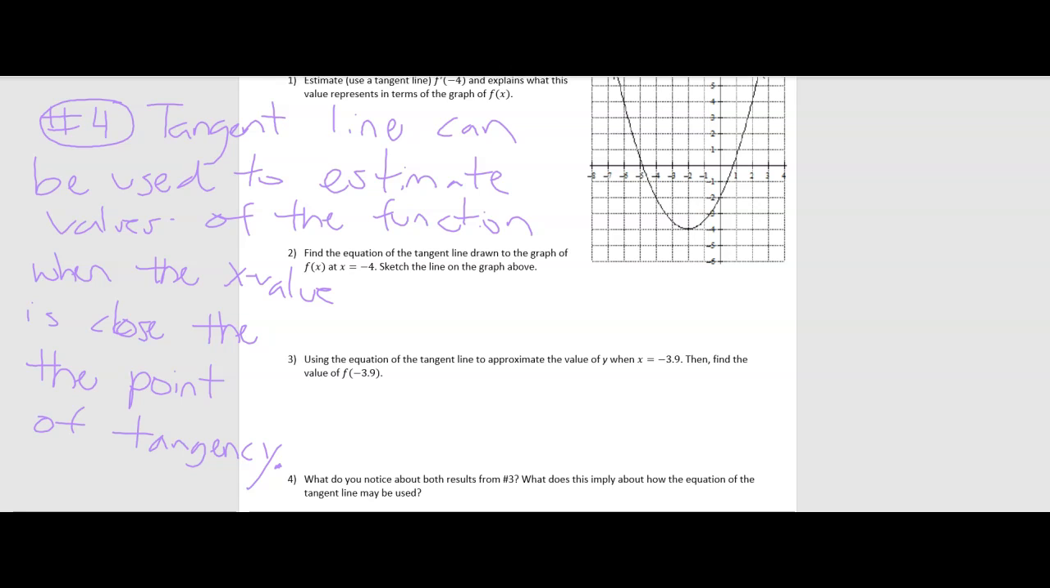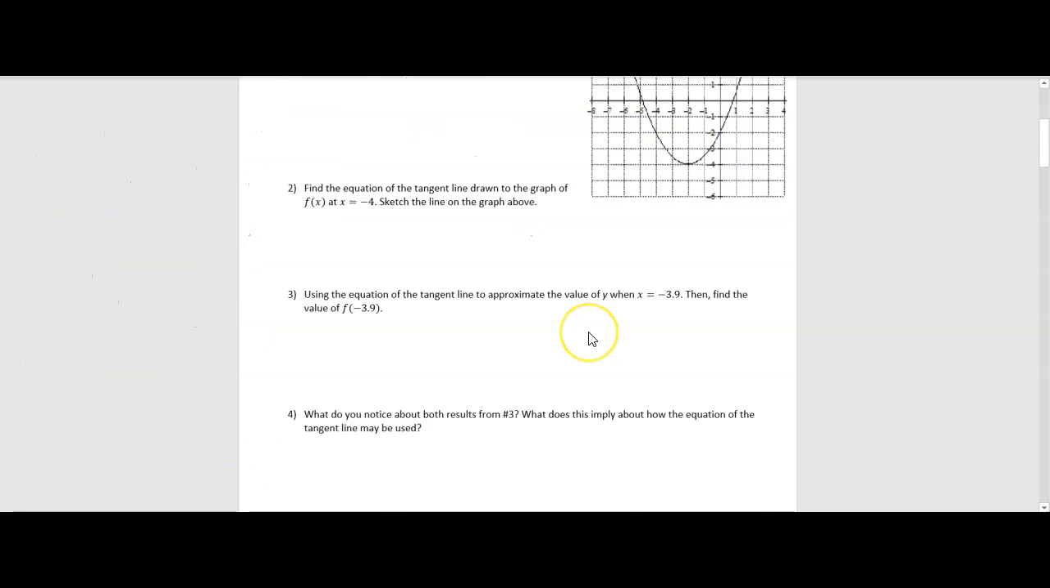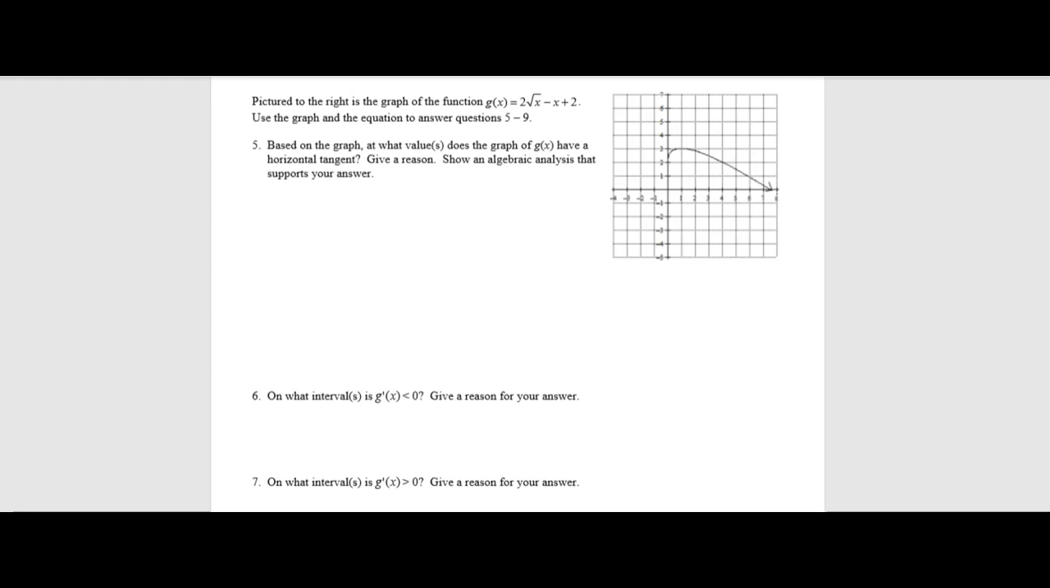All right, let's move on and see if we can get one more question done for this part of the video. All right, so on this page, we're given a graph of the function g of x. So I'm going to start by labeling as such.